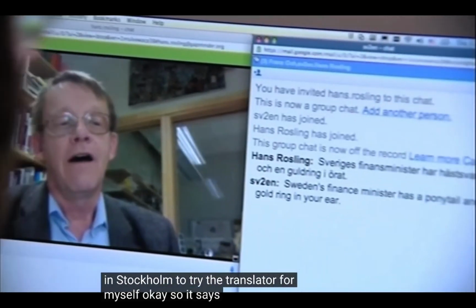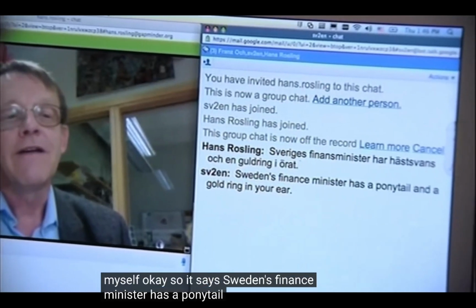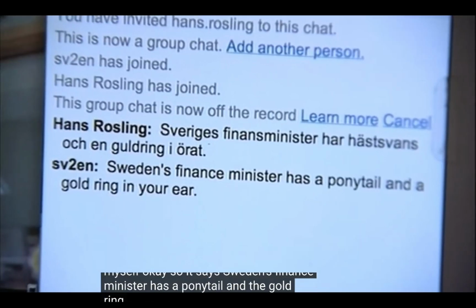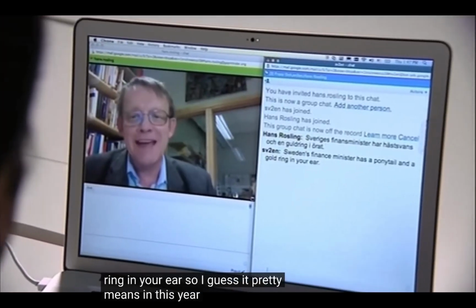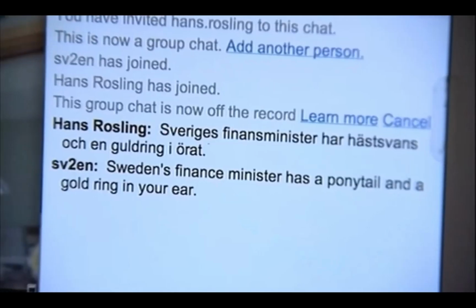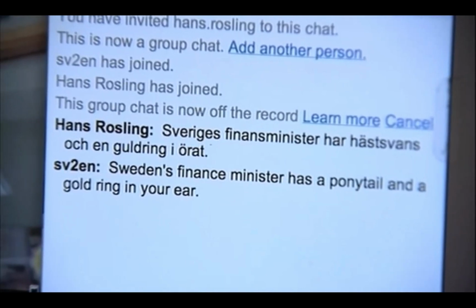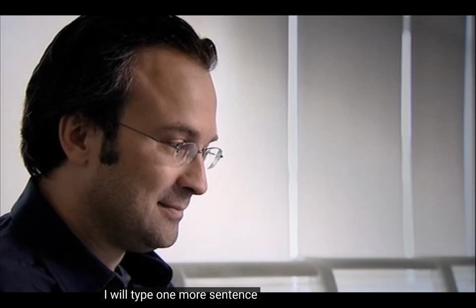Okay, so it says Sweden's finance minister has a ponytail and a gold ring in your ear. So I guess it probably means in his ear. Correct. It's amazing. He comes from the Conservative Party. That's the kind of Sweden we have today. I will type one more sentence.